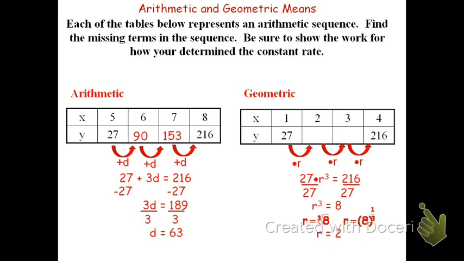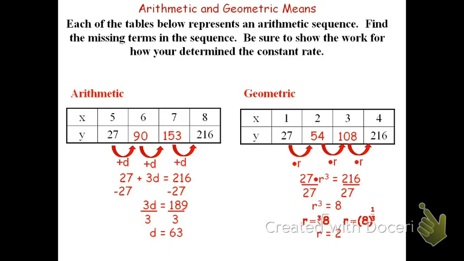To find the missing terms, I'm going to multiply the previous term by 2. To find the second term, I take 27 and multiply by 2. I get 54. Take 54 and multiply by 2. I get 108. Again, it's a good idea to check your answer. 108 times 2 is 216, indicating we've done the problem correctly.